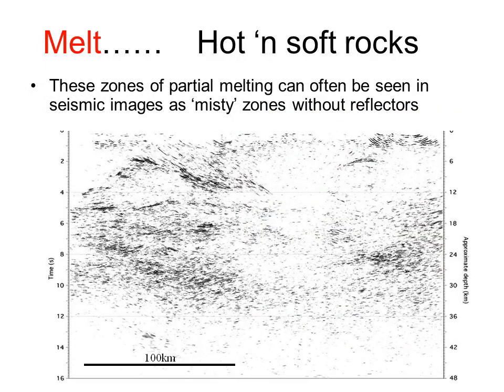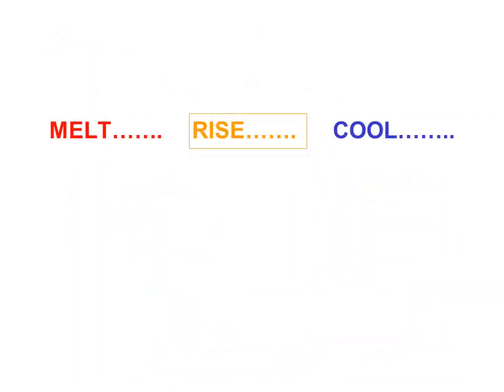We can detect these areas of partial melting in the crust even though they may be tens of kilometers below the surface, using seismic surveys. Seismics show them up as misty zones without any strong reflectors, as in this seismic section in Nevada. And notice the scale of it, maybe 80 kilometers across and the same distance top to bottom. These can be very huge volumes of rock involved. So much for the melting process.